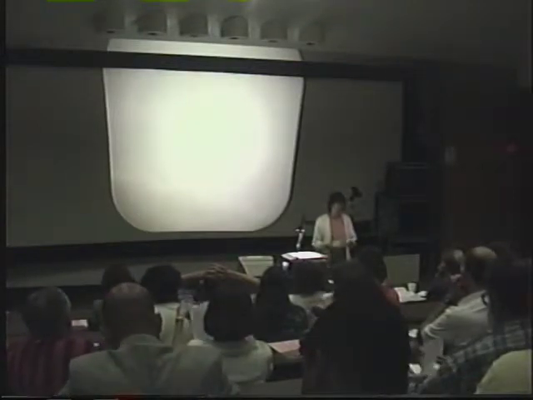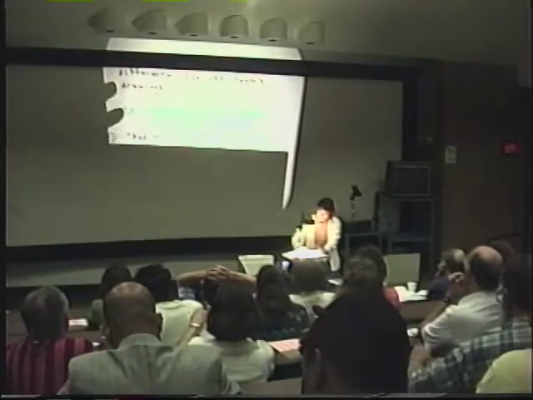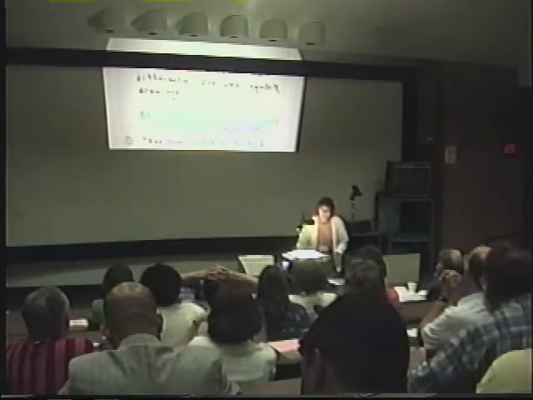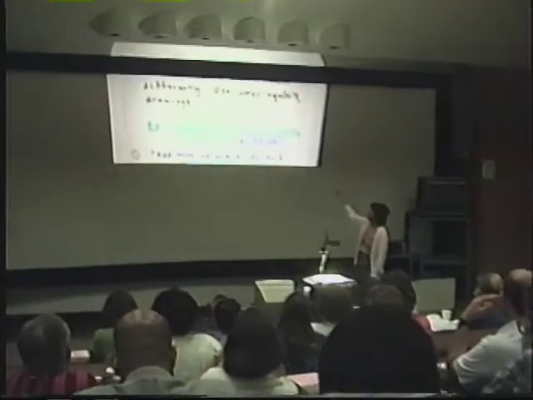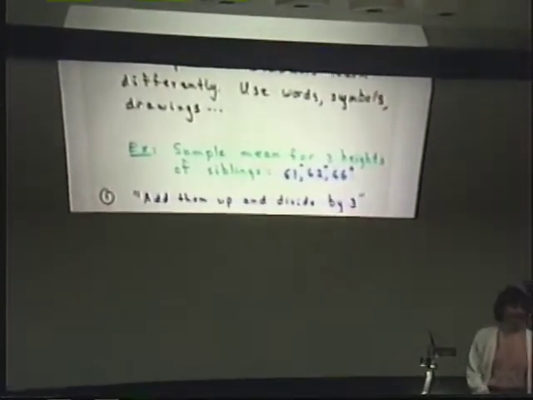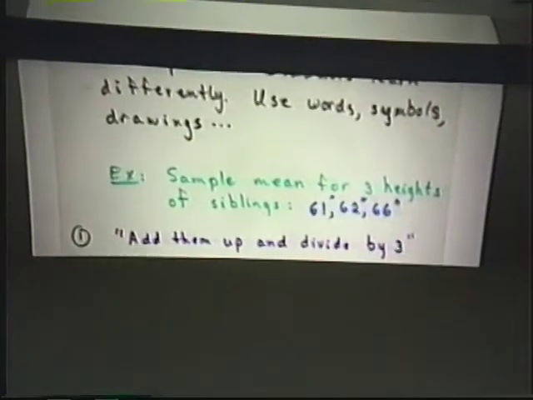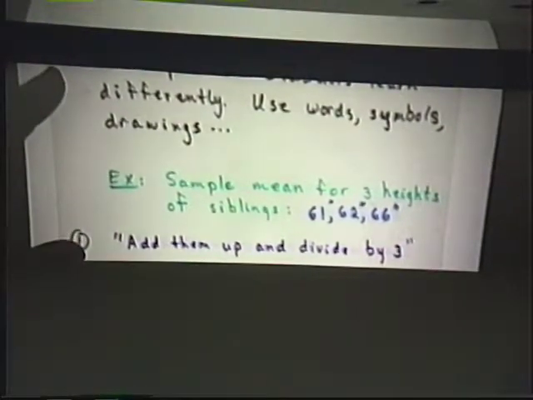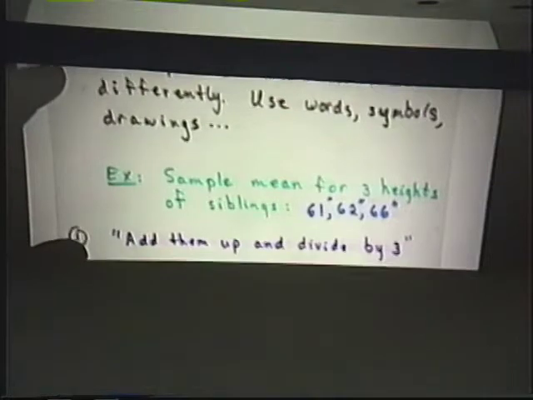Okay, and then the 5th principle is the idea that students learn differently. And let me just show you 4 different ways to explain the sample mean. There's my mother's method. Add them up and divide by 3. So suppose we're just trying to get a sample mean for 3 heights of, say, 3 siblings. Add them up and divide by 3. That's the way, I guess, social workers would do it.